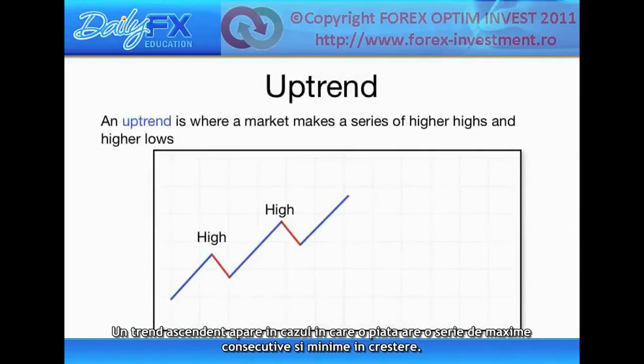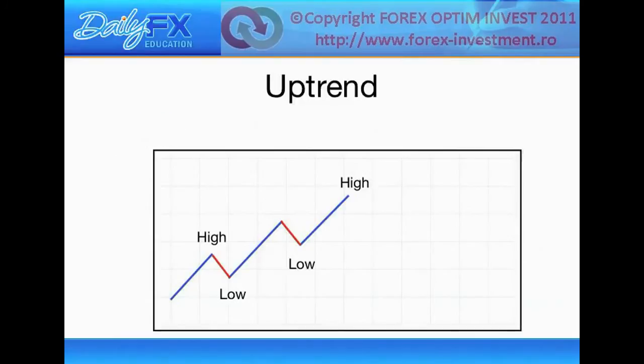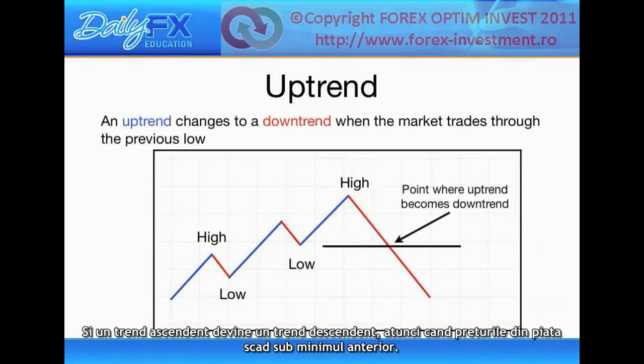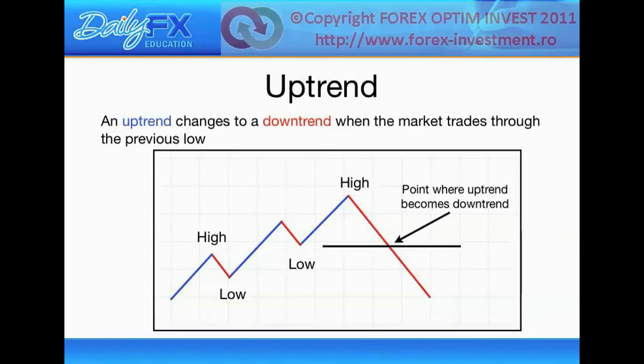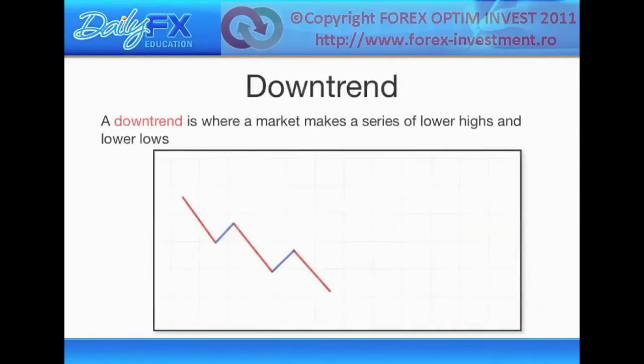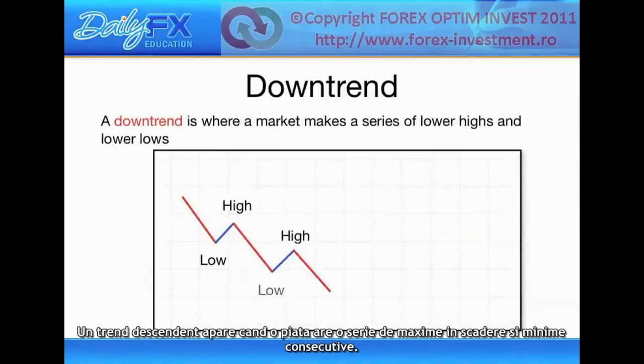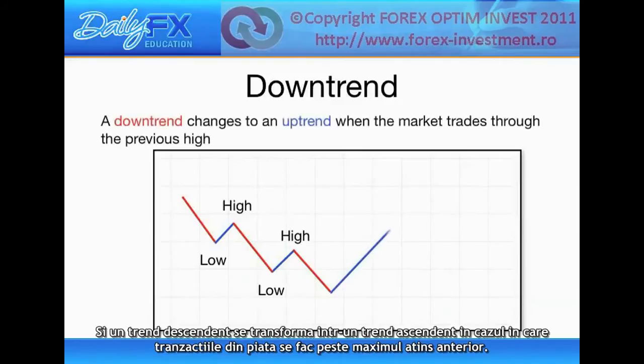An uptrend is where a market makes a series of higher highs and higher lows. And an uptrend changes to a downtrend when the market trades through the previous low. A downtrend is where a market makes a series of lower highs and lower lows. And a downtrend changes to an uptrend when the market trades through the previous high.